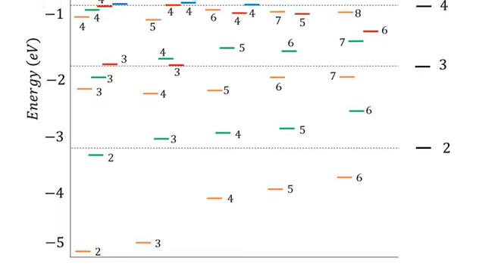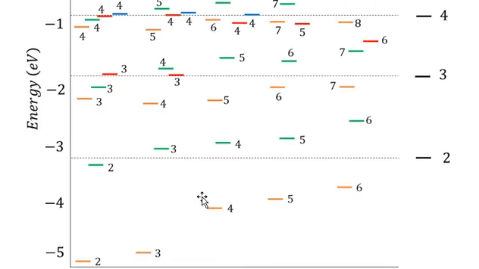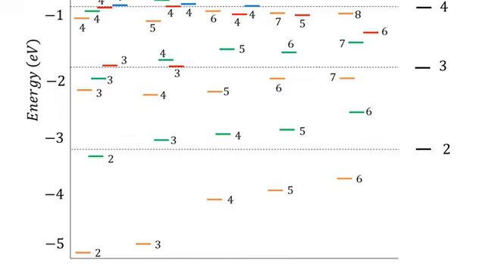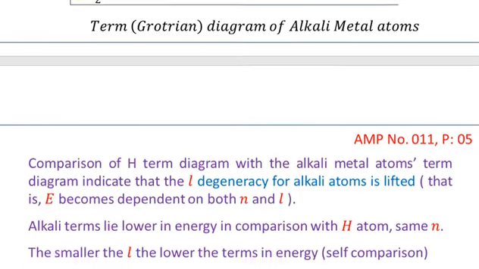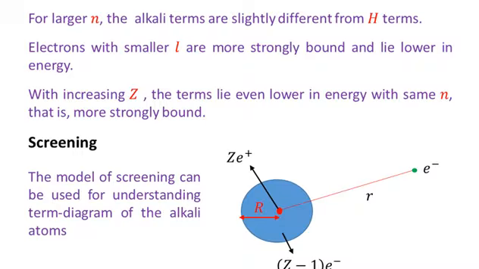So you can see that with the principal quantum number 4, the lowest level of the potassium atom is over here, whereas the lowest level of the lithium atom with n equals 4 is over here. So you can notice this difference. So with increasing Z, the terms lie lower in energy with the same n, that is, more strongly bound.